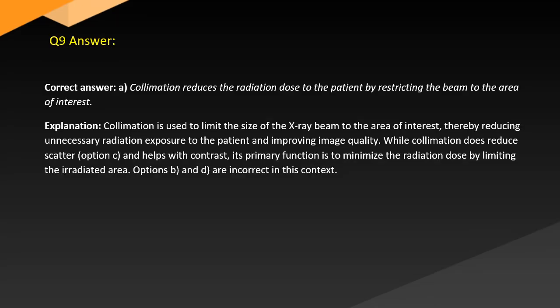Answer. Correct answer A. Collimation reduces the radiation dose to the patient by restricting the beam to the area of interest. Explanation. Collimation is used to limit the size of the X-ray beam to the area of interest, thereby reducing unnecessary radiation exposure to the patient and improving image quality. While collimation does reduce scatter, option C, and helps with contrast, its primary function is to minimize the radiation dose by limiting the irradiated area. Options B and D are incorrect in this context.